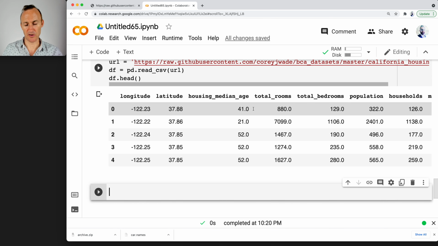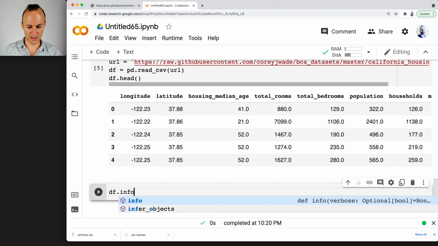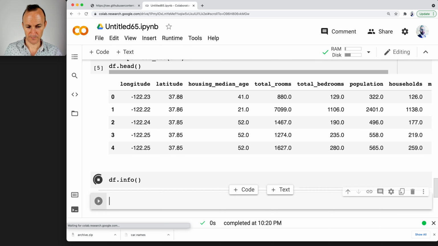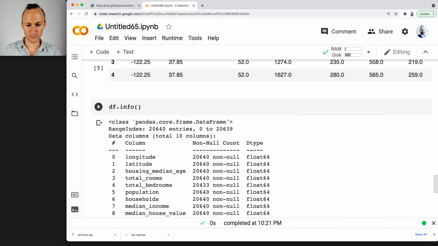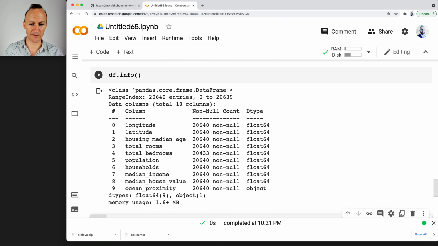Okay, so the data frame looks good. Let's look at df.info to get a better sense. Shift enter. Okay, so what do we have here? This is great. The dtypes are almost all floats. We do have one object, and that's okay. The non-null count, most of them are 20,640, a good number of rows. Total bedrooms does have some missing, but not that many, so this looks good.